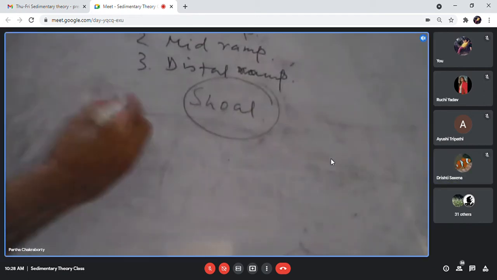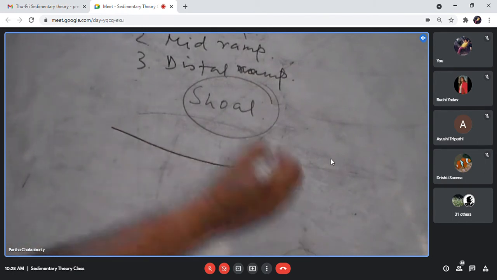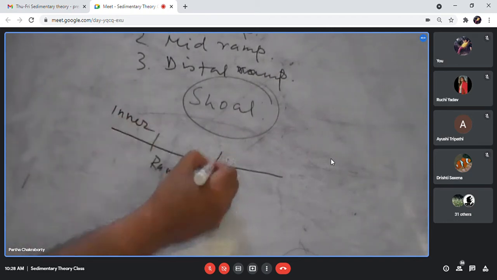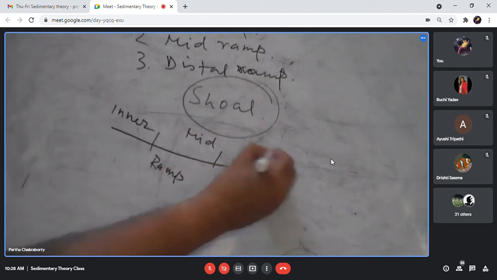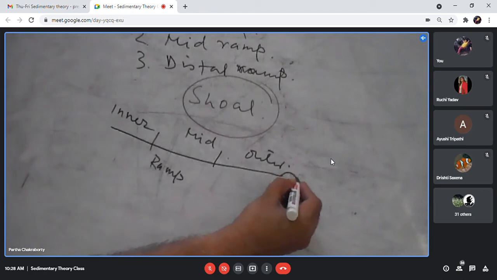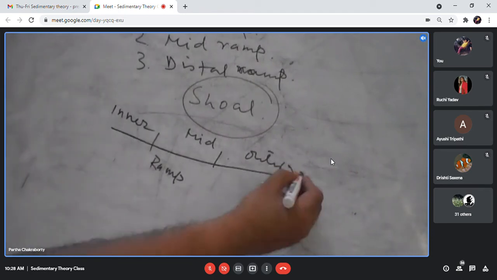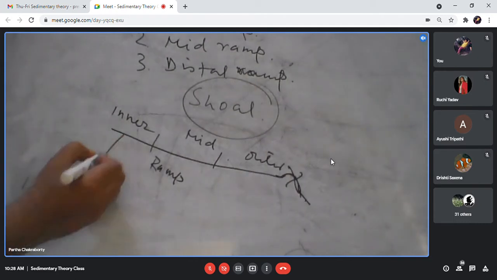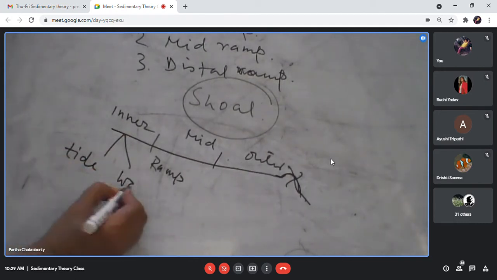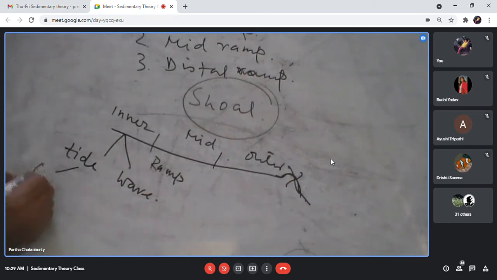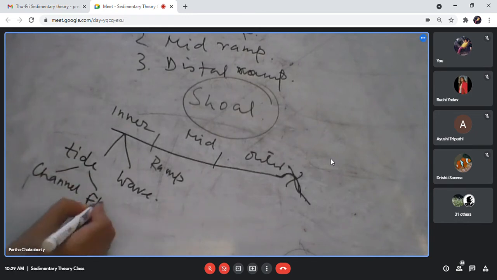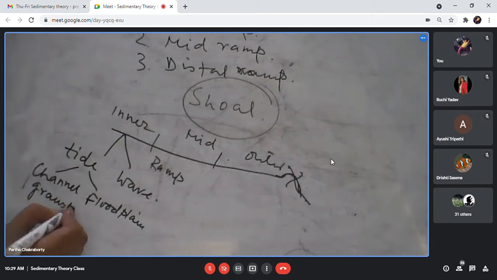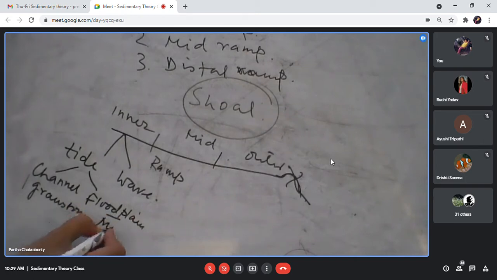Okay. So suppose I am drawing a carbonate ramp. I am dividing it into inner, mid, outer. Now this ramp may generate a reef at the end of it, or it may not. Both possibilities are there. Now in the inner ramp, I am dividing it into tide dominated and wave dominated. In case of tide, I can have a tidal channel or flood plain. What do I expect in the channel? Carbonate grainstone. What do I expect in the flood plain? The micritic carbonate.